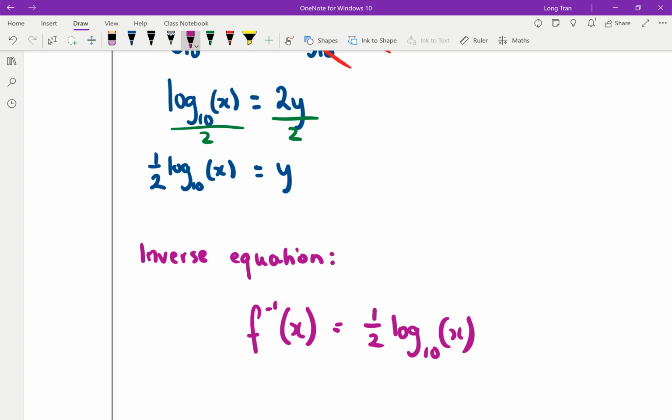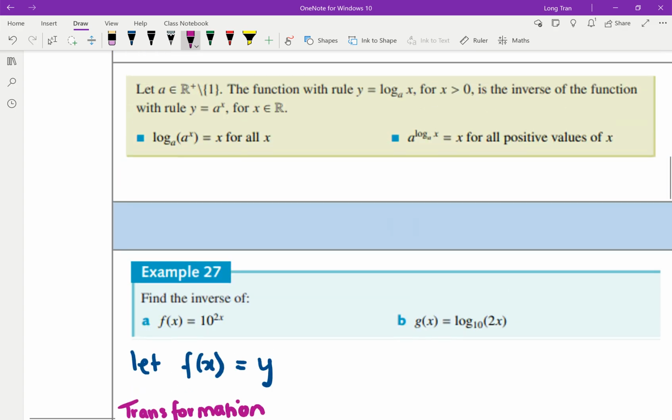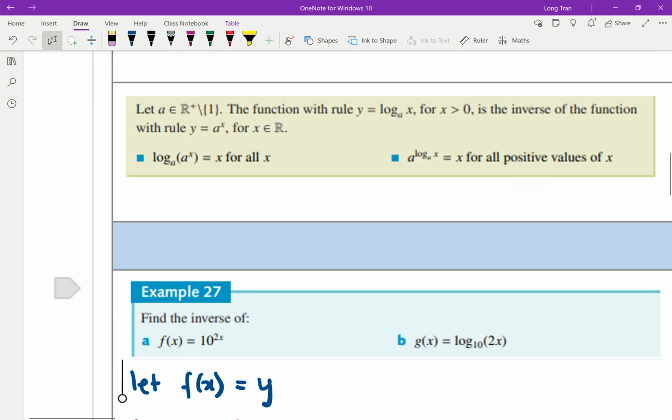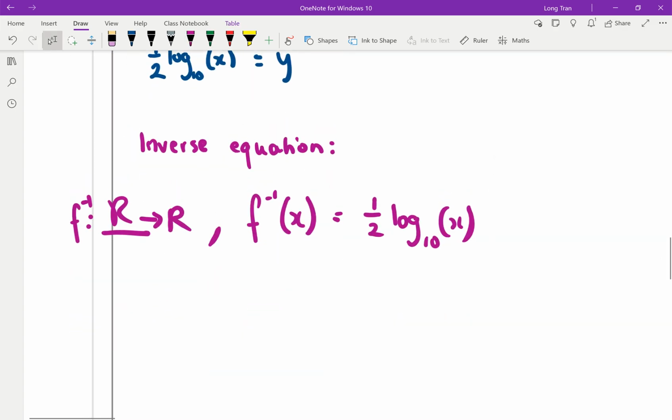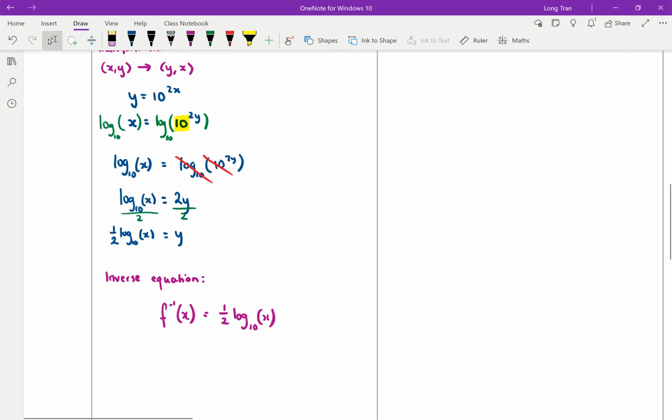Normally you're meant to write it with the domain, but we haven't looked at domain yet. You're meant to write the domain, maps onto R, and then a comma, and then your function. Technically it should be R from memory, because that's a simple 10 to the power of 2x. So that would be the proper way of writing your inverse function, but I'm just going to leave it there. That's our first component.